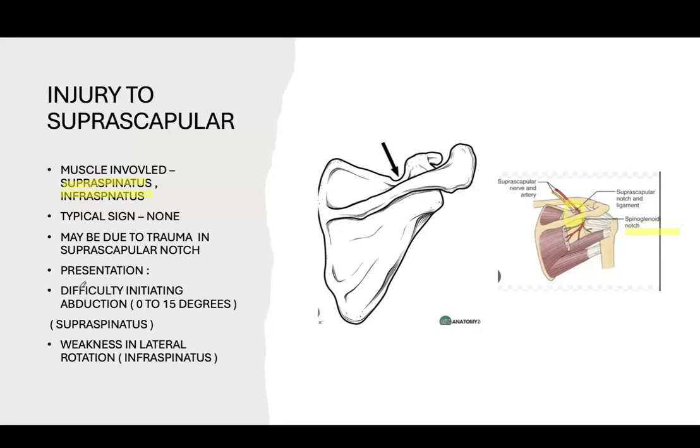So you would present with the following things: difficulty initiating abduction. Abduction means moving the arm away from the midline, and that's because obviously the rotator cuff muscles, such as supraspinatus and infraspinatus, are responsible for this. So if you lose them, you're going to lose this function. And you would have a weakness in lateral rotation of the arm, which is outwards rotation of the arm. So this is what would happen in suprascapular nerve injury.